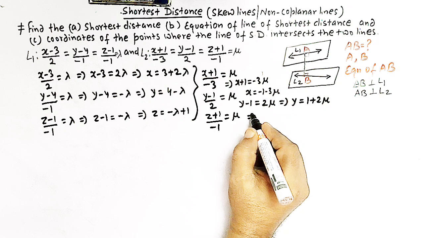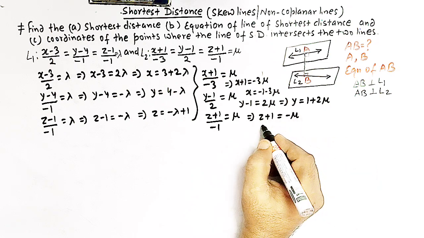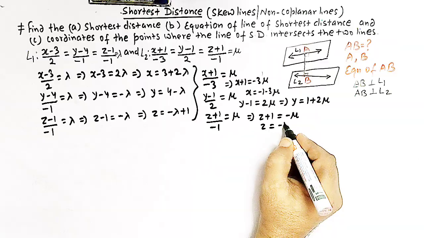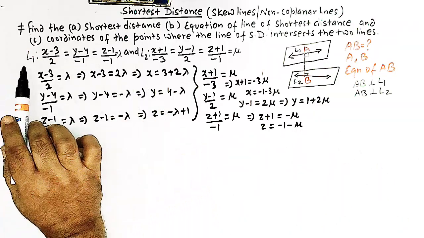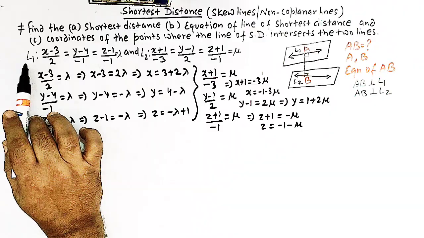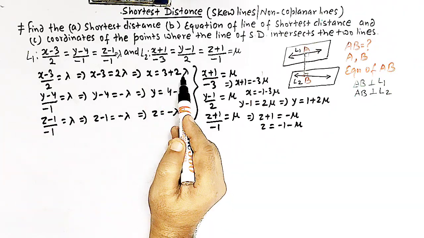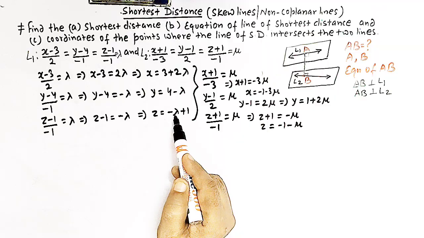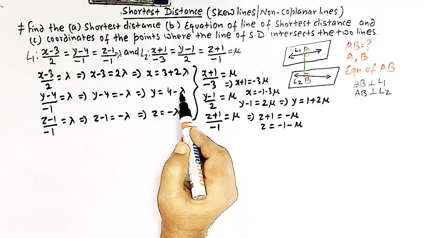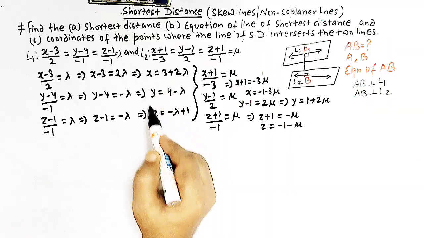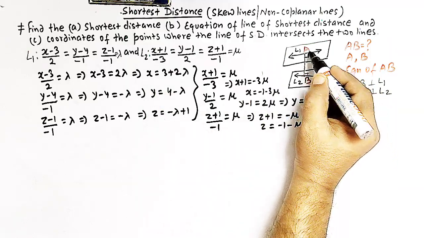And from here we have z plus 1 is equal to minus mu, and z is equal to minus 1 minus mu, right? So from line L1 we have x, y, z as 3 plus 2 lambda, 4 minus lambda, and minus lambda plus 1. Now for some particular value of lambda, this coordinate represents this point A, right?